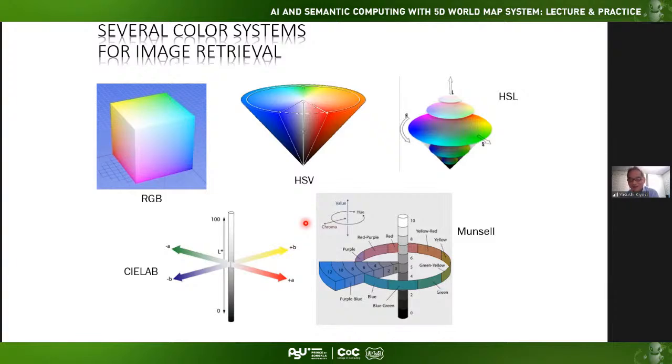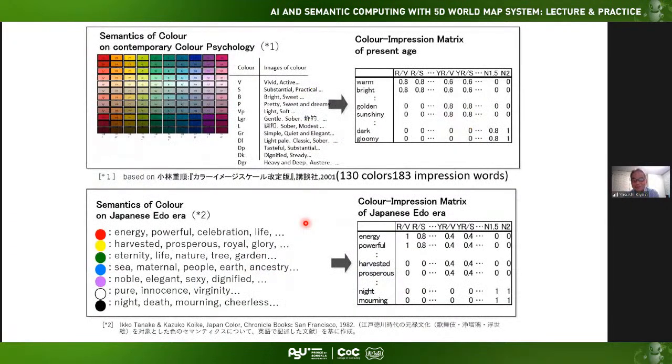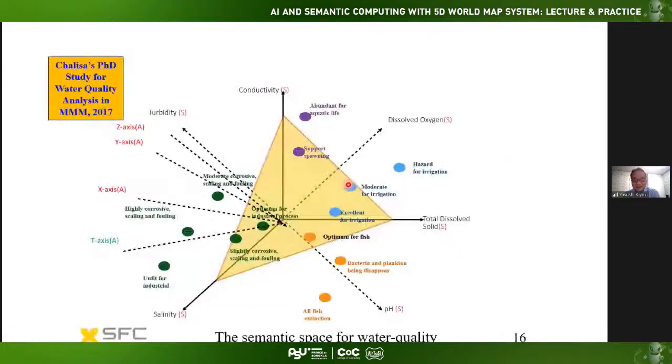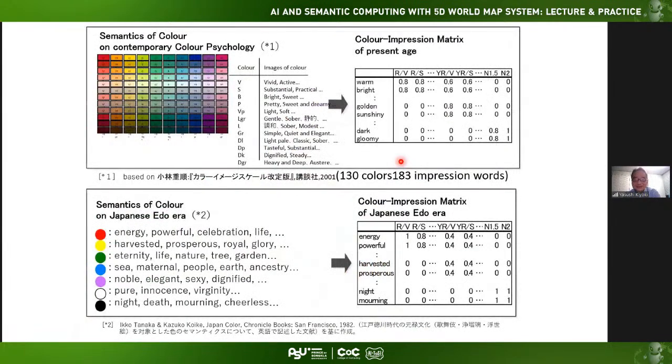Do you agree? Okay. In the world of semantics, we have many research results related to colors. For example, this research result by Mr. Kobayashi is a great result, and he defined 130 colors to make an impression of some pictures or paints. For example, like this, warm can be defined with red or yellow like this.